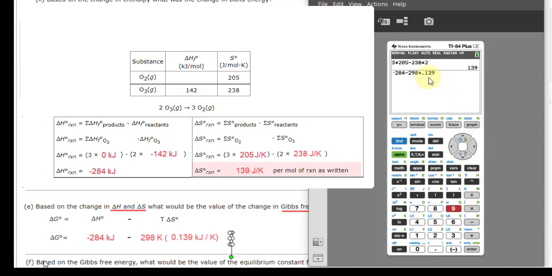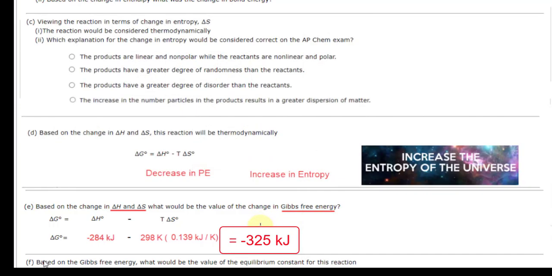My change in entropy was positive. My enthalpy was negative, and I put that subtraction in there, 325, and the answer is going to be kilojoules. You've got to put the kilojoules in, and that will be our answer for the Gibbs free energy.